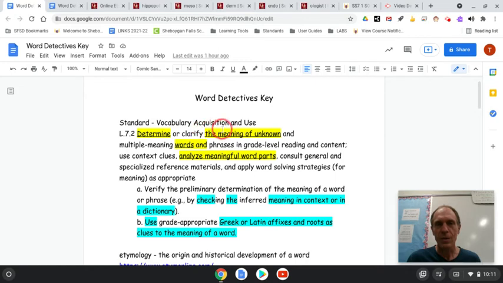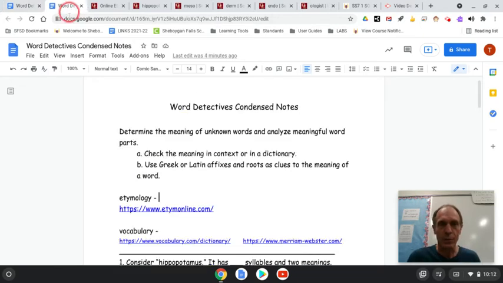It says determine the meaning of unknown words and analyze meaningful word parts. So you're taking parts of words. And here I put that into a Word Detective's condensed notes. You can figure out what condensed is after you become a word detective here. So here I have it. Determine the meaning of unknown words and analyze meaningful word parts.